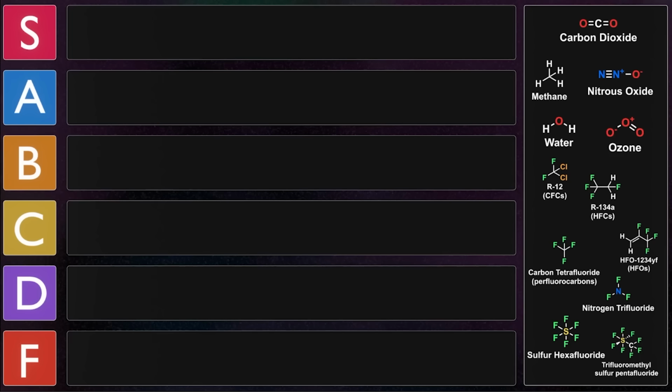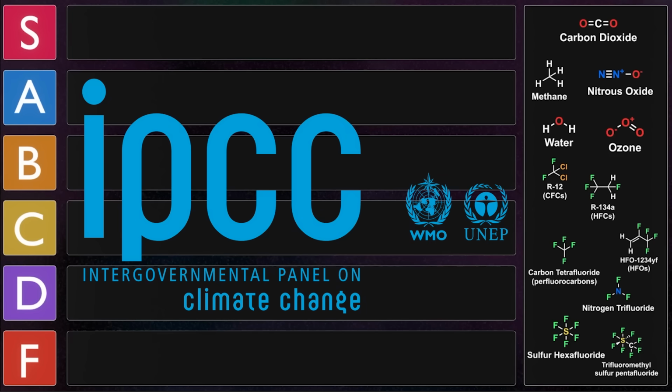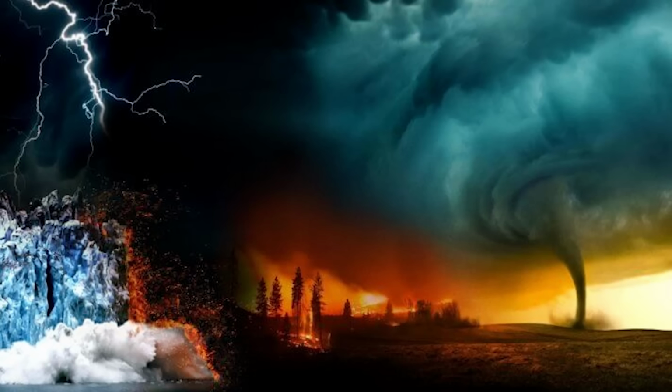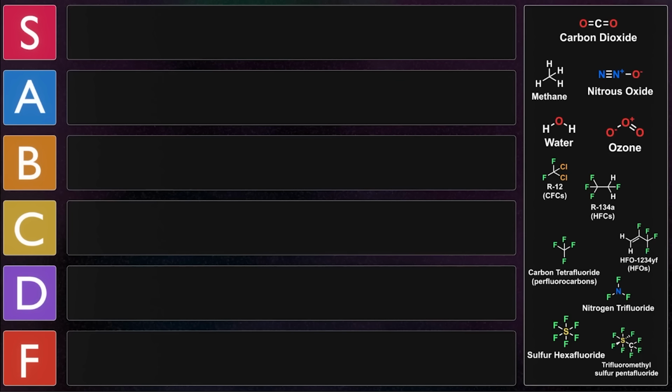The consequences are profound and escalating. Reports from the IPCC highlight that without rapid, deep, and sustained reductions in greenhouse gas emissions, we face a future marked by intensified climate impacts. From more frequent and severe heat waves to disruptions in global food supplies and rising sea levels threatening coastal communities, the stakes are really high.